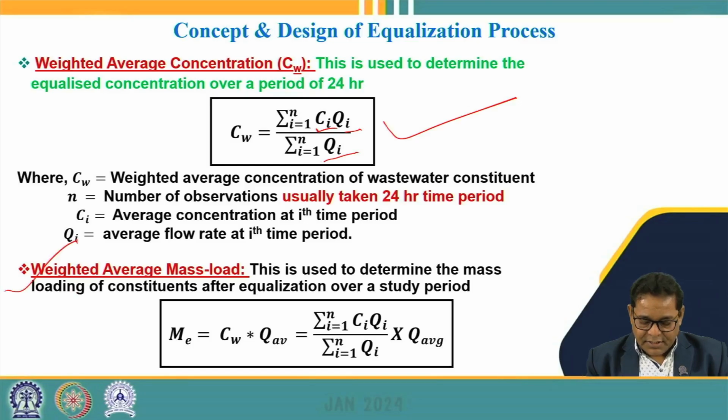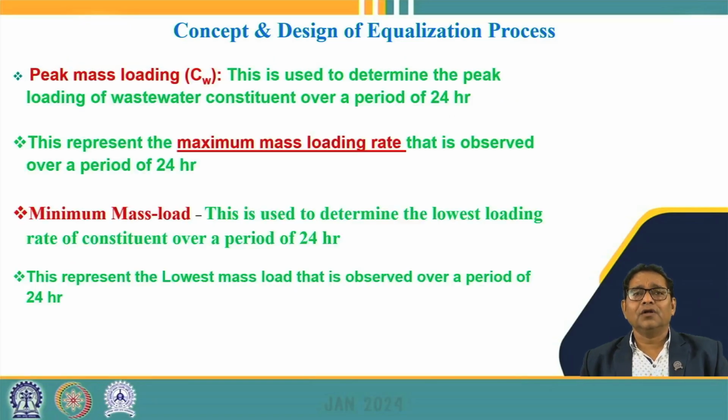Similarly, we can get the weighted average mass load, which is used to determine the mass loading of the constituent after equalization is done. Now let's talk about the other loading rates. The peak mass loading rate is used to determine the peak loading of the wastewater constituent over a period of 24 hours. This represents the maximum loading rate that occurs within 24 hours in an equalization tank, so it gives us the maximum loading rate of the constituent present in the wastewater.